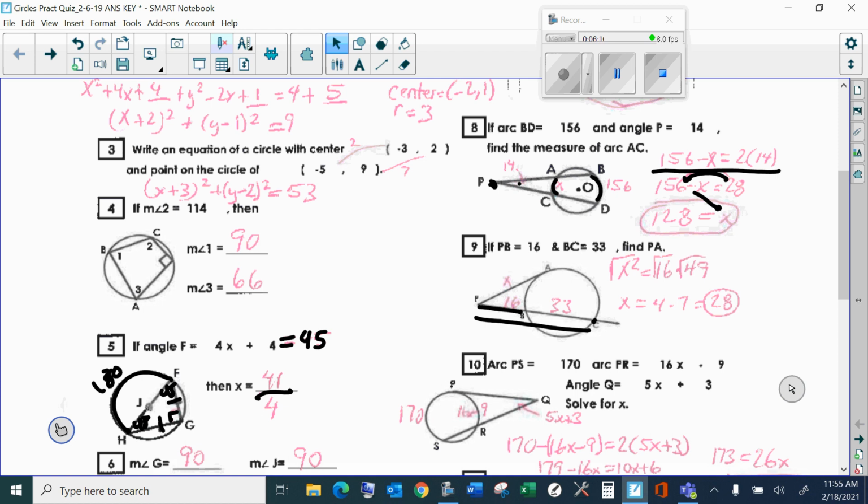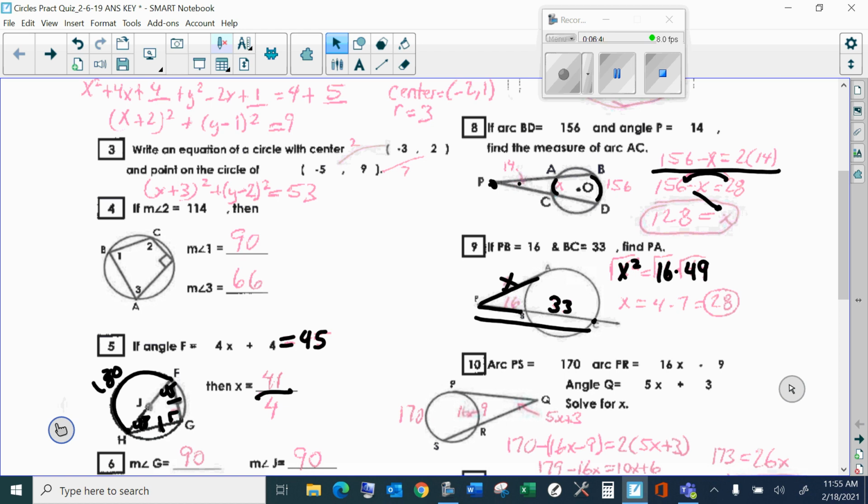So the common error students make, they do PB times BC, the outside times the inside. It's never the outside times the inside, it's outside times the whole length, which includes the outside, like I have drawn here. Make sure you have that down. So it says find PA. So PA, we don't know what it is, so it's called X. PB, they give me is 16, and BC, they give me is 33. Well, I have to remember, when I have a tangent, I square the tangent, so that's why it's X squared here, equals the outside, 16 times the whole length, 49. 16 plus 33 is 49.